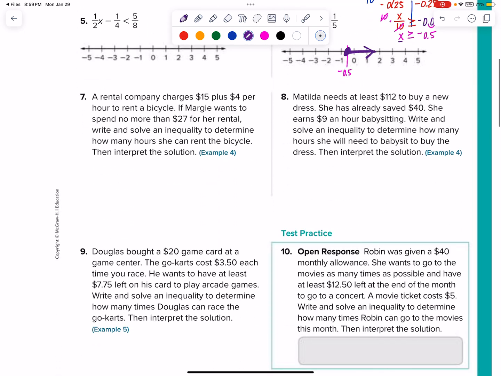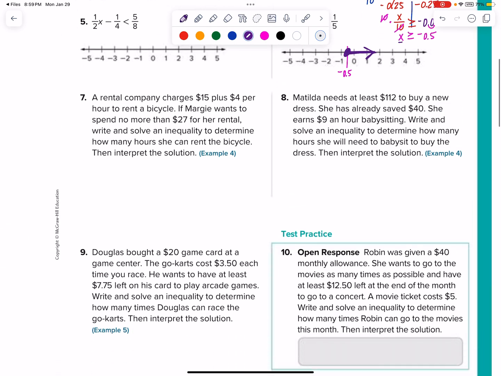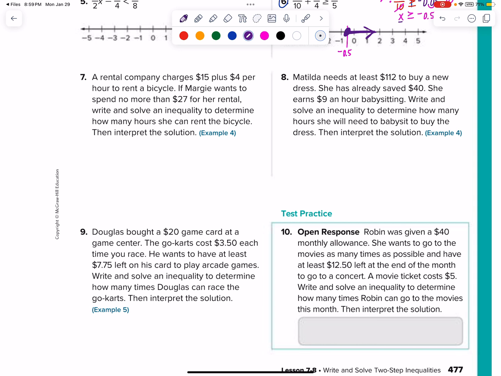All right, let's go ahead and do a couple of the word problems together. I'll leave 7 and 9 for you. Let's take a peek at 8 and 10 and at least get them set up. Matilda needs at least, oh, I found my word already, so we're looking for these patterns, right? At least 112. So what does at least mean?